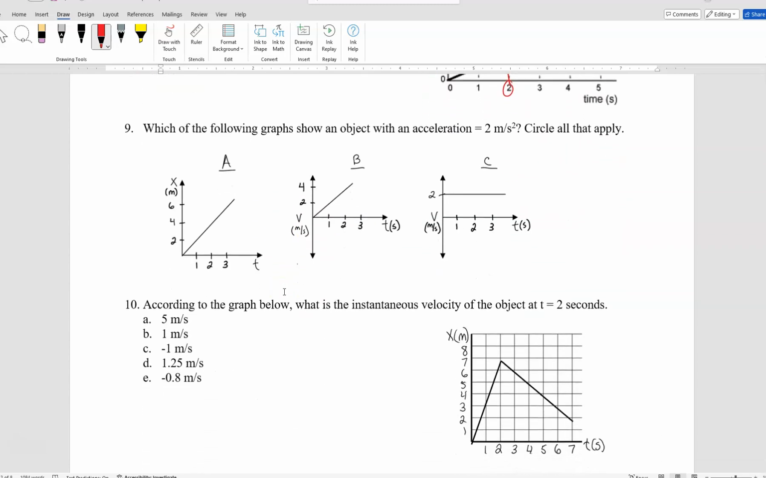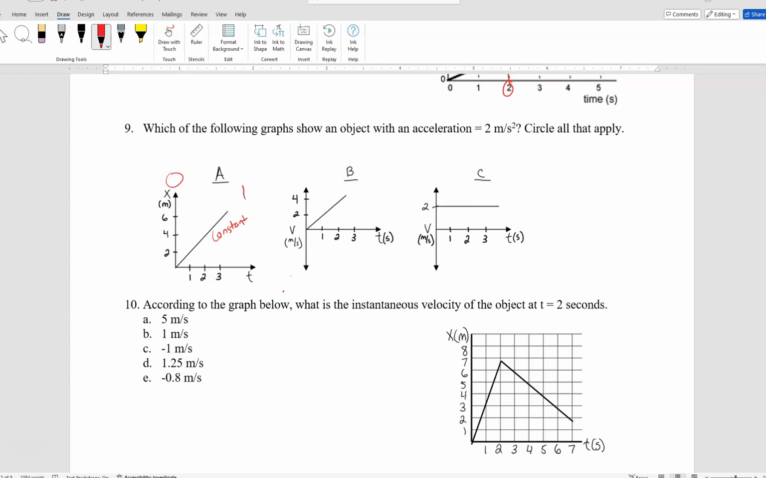Number 9 is 3 graphs. I want to know which ones have an acceleration of 2. Well, graph A is a position graph, and that's a straight line. So that's constant. So that can't be A. If I look at graph B, it's a velocity graph. It's got a slope of 2, and the slope of a velocity versus time graph is the acceleration, so definitely B. And then C is actually still a velocity graph. It's got a line that's horizontal, which means it's staying at 2 meters per second. So it's not increasing its speed, it's staying at a constant speed of 2, which means it's not C. And the answer is B only.